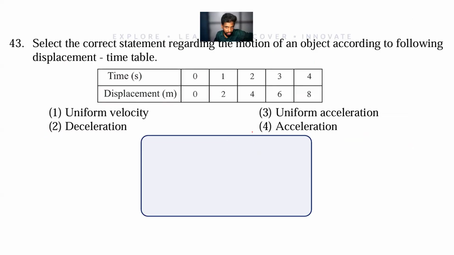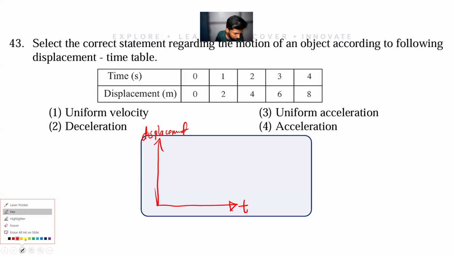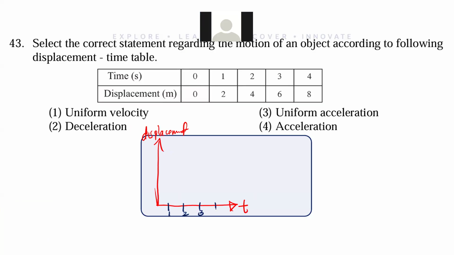Now, question number 43. Here they have given the chart. So we want to draw the graph and find which kind of graph this is. Time in x-axis, displacement in y-axis. So now you want to mark the data. We'll mark all the data, right? Sir, is it uniform velocity? Very good, yes, that is the answer.